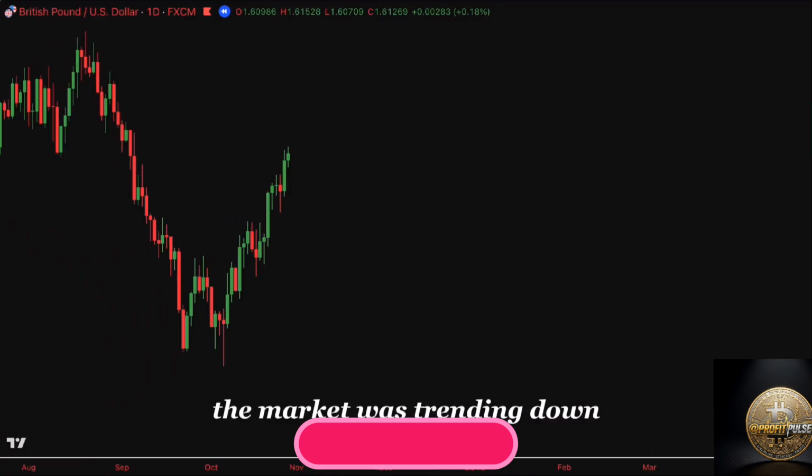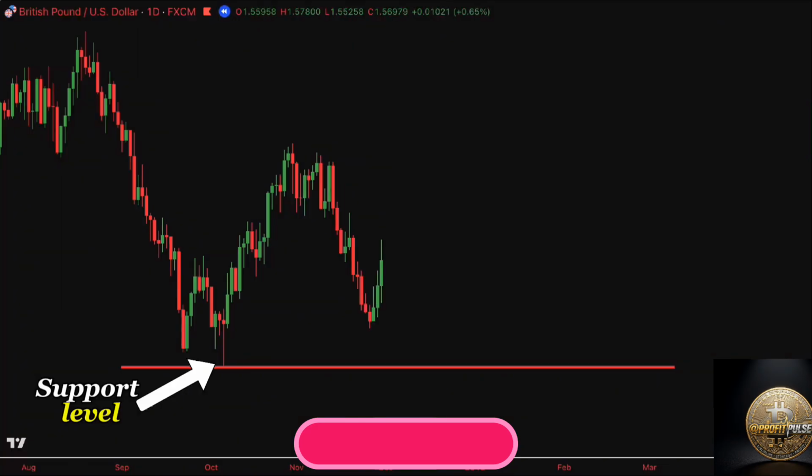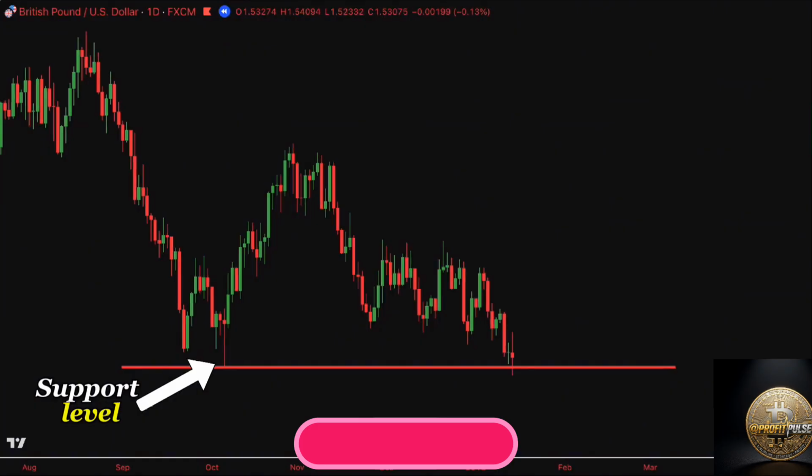The market was trending down until it reached this level and reversed, creating a support level. Look at what happened next. The market retraced back toward that support, broke below it, and then closed back above it. This is a classic sell-side liquidity sweep. The market first took the liquidity resting below the support level and then quickly reversed.